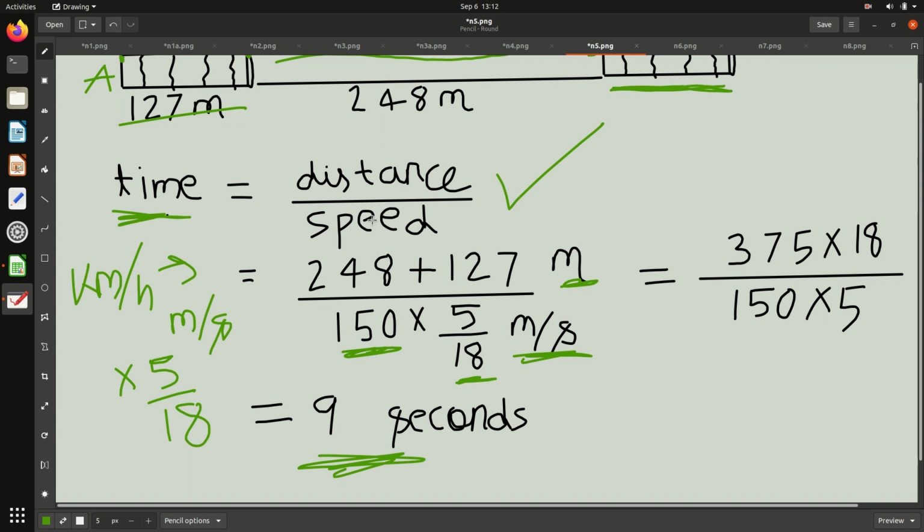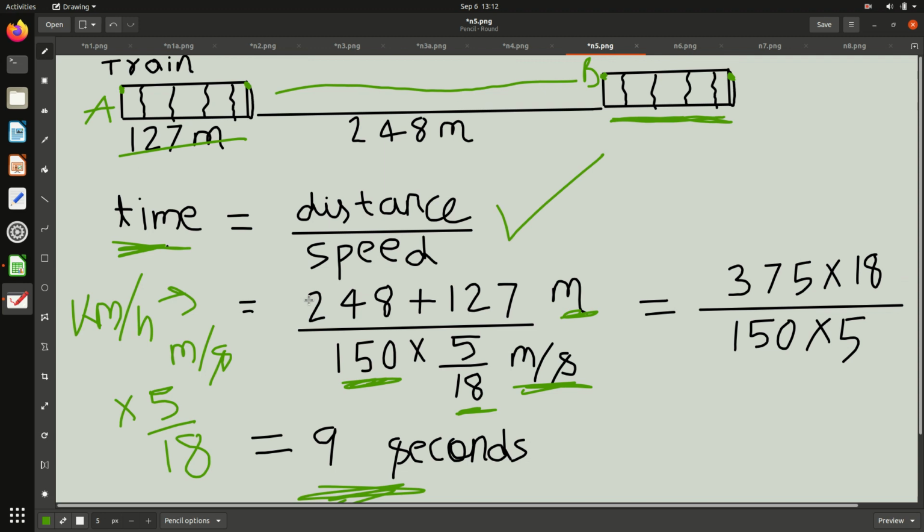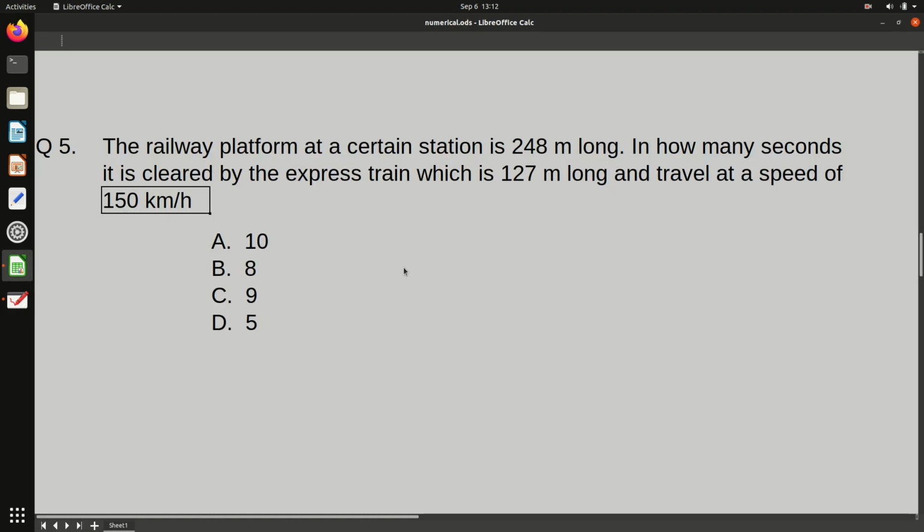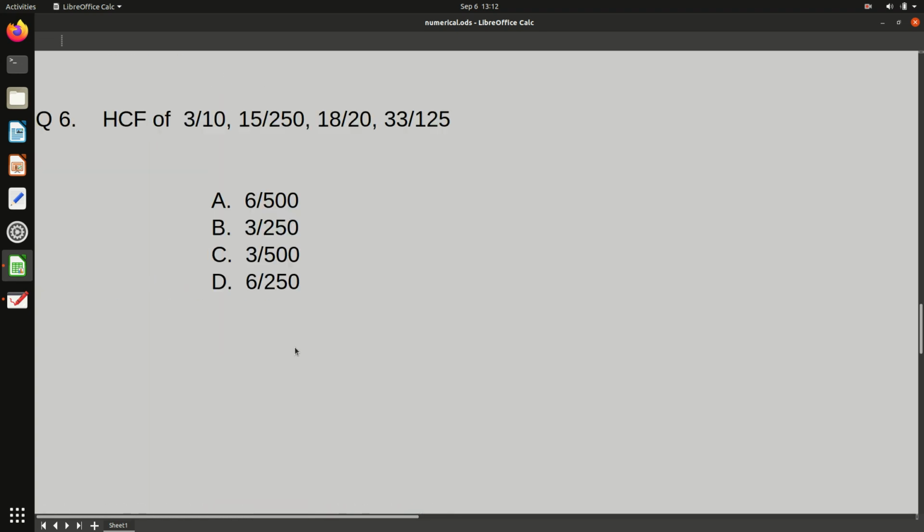So I hope it is clear. So two things we learned from this question. Always remember this. Kilometer per hour to meter per second, then multiply by 5 by 18, and meter per second to kilometer per hour, then 18 by 5. Okay, all clear. So our answer will be 9 seconds. Okay, now move to the next question. Pause the video and try.